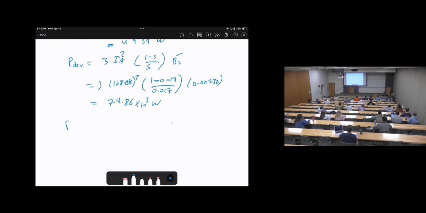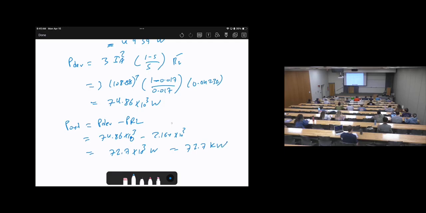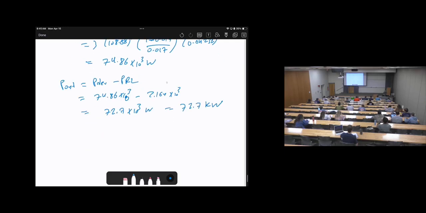Then, in order to calculate the output power, it is P div minus P rotational losses, which is 74.86 times 10 power 3 minus 2.164 times 10 power 3, because we already calculated the rotational losses. So the answer will be 72.7 times 10 power 3 watts, or in other words, 72.7 kilowatts. That's P out. The other thing that we need to do is calculating Pn.